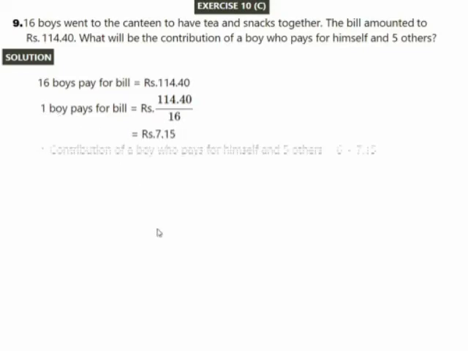Now you want to find the contribution of a boy and 5 others. So altogether it is 6, right? The contribution of 1 is this much. So that's why the contribution of 6 will be this into 6. When you multiply, you get the contribution to be rupees 42.90. Pause the video and note down your solution.